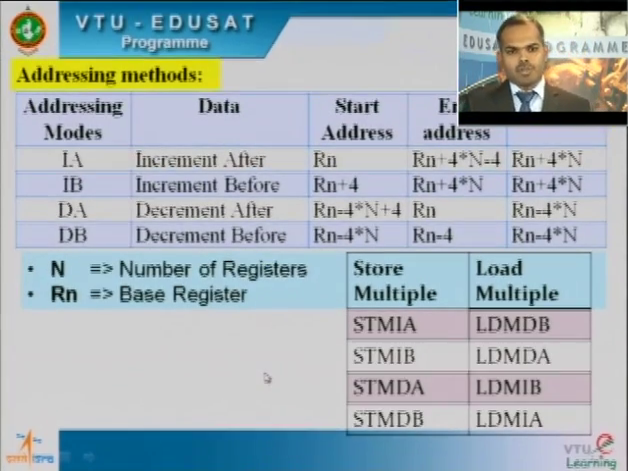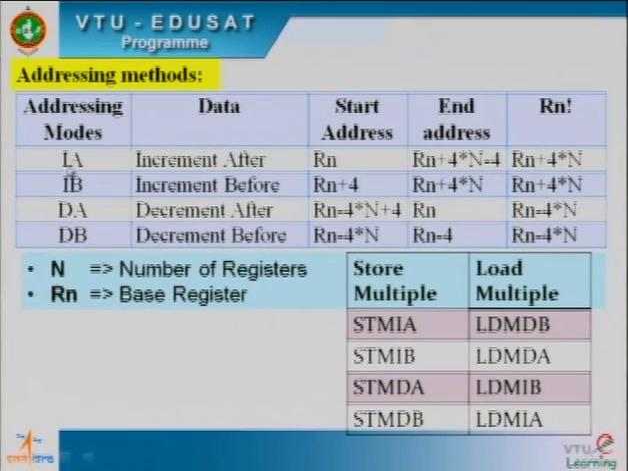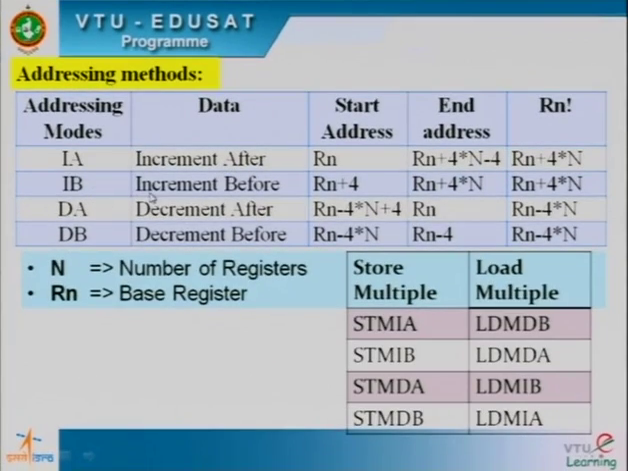In that, what are the addressing modes that we have? We have these addressing modes: IA. IA stands for increment after. IB stands for increment before. DA stands for decrement after. DB stands for decrement before.